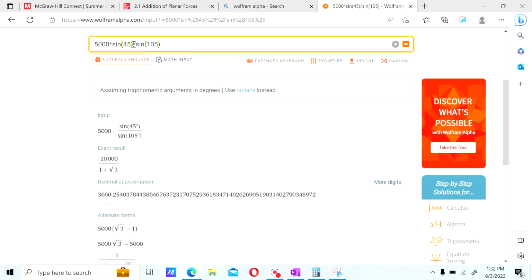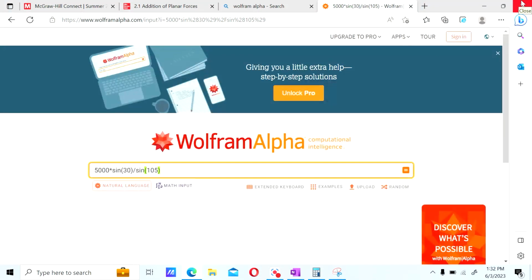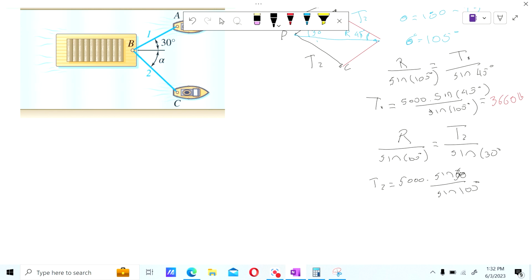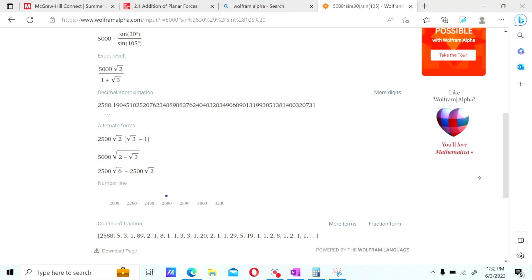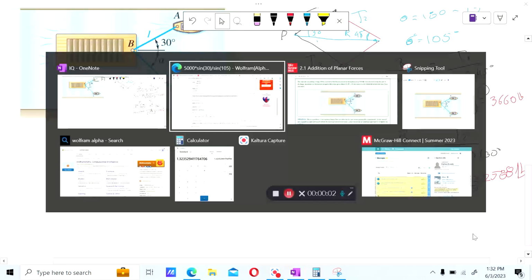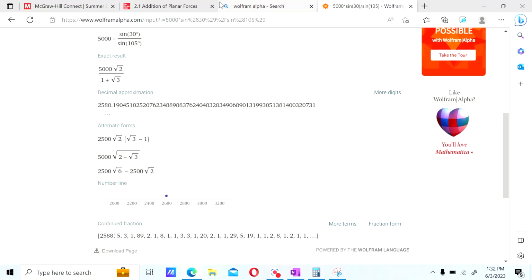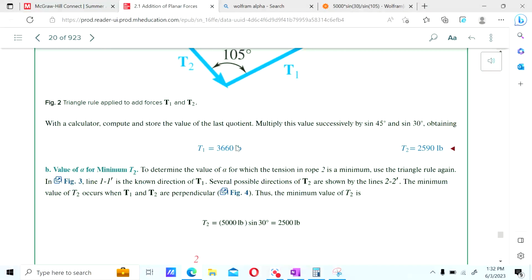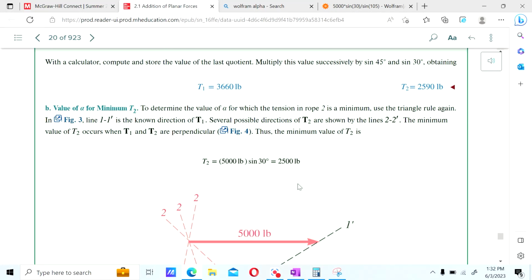Sine 30, not 60, 30. That gives 2588. So this is 2588 pounds. If we look at the book, they should be getting something very similar. If not, we did something wrong. Yeah, 3660 and 25. Okay, cool.